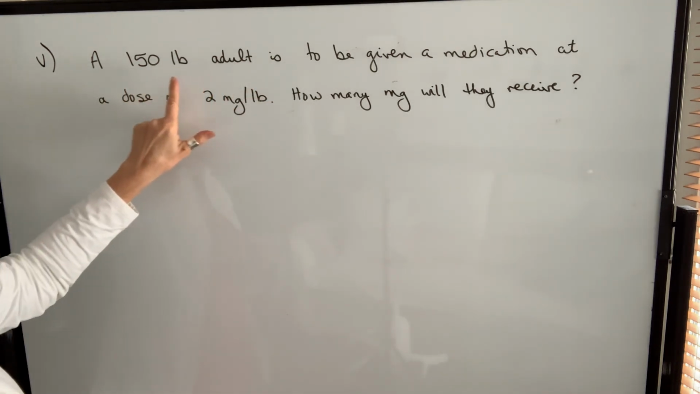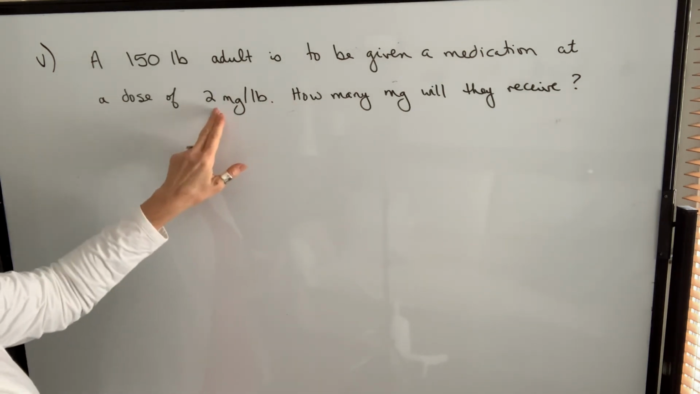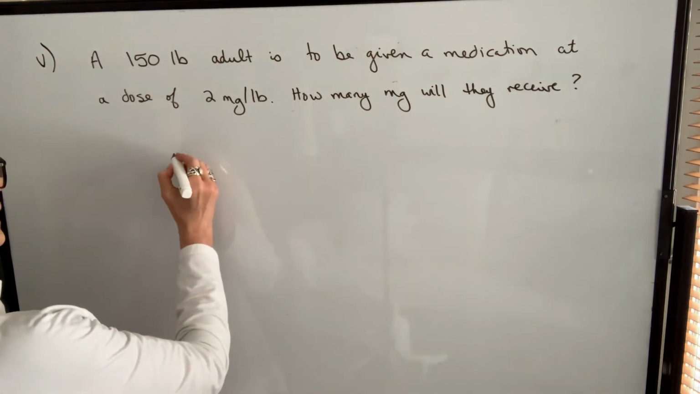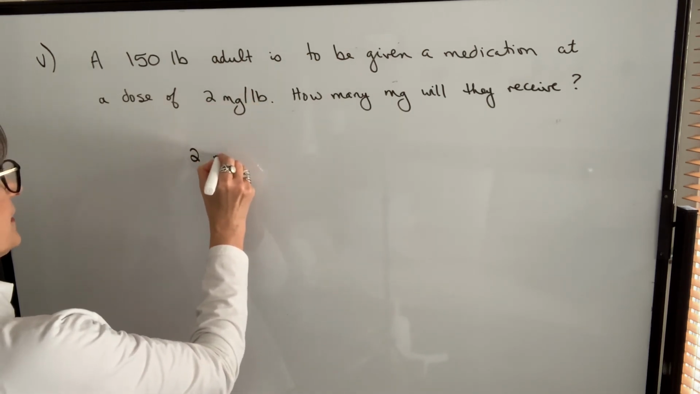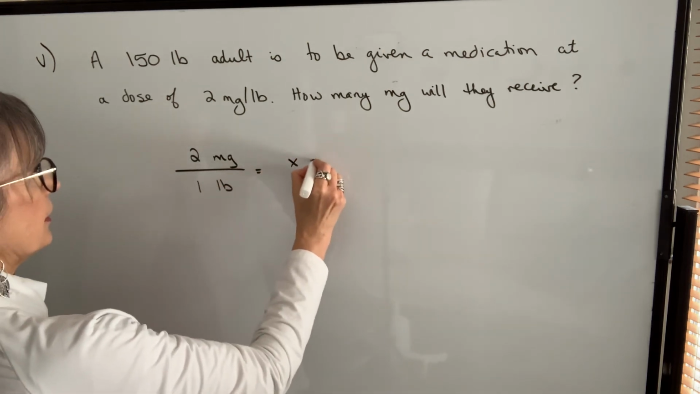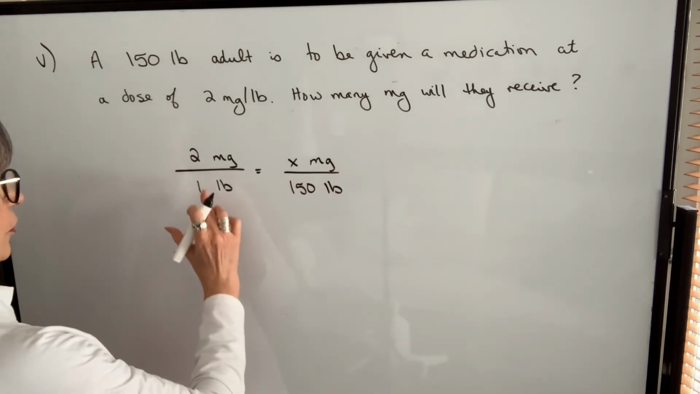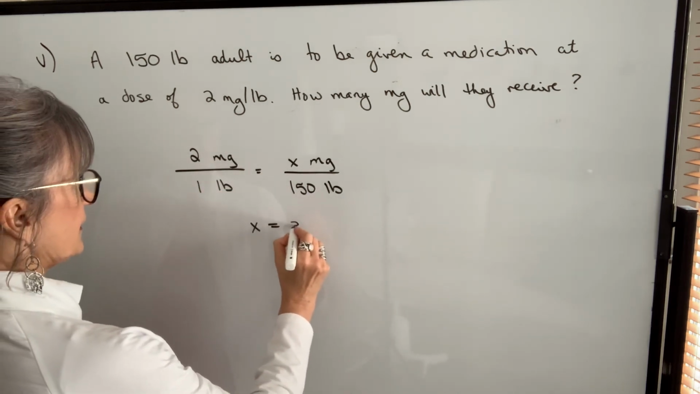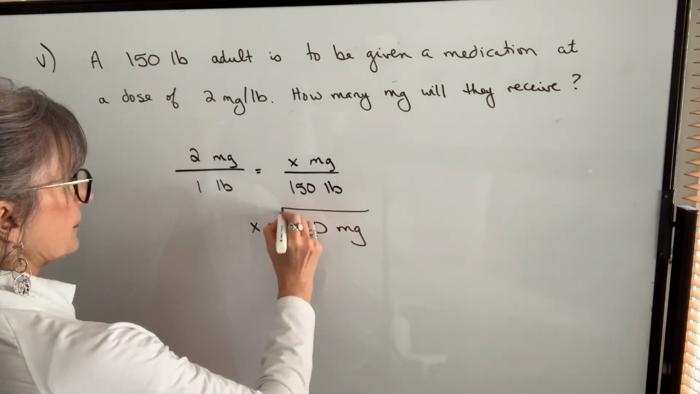I'm going to do an example of a drug dosage calculation using proportion. We're told a 150-pound adult is to be given a medication at a dose rate of 2 milligrams per pound. How many milligrams will they receive? So I'm going to start with this. They receive 2 milligrams for every pound, so for 1 pound. So how many milligrams do they receive if they are 150 pounds? Cross multiply, 1 times x is x, 2 times 150 is 300. So x will equal 300 milligrams.